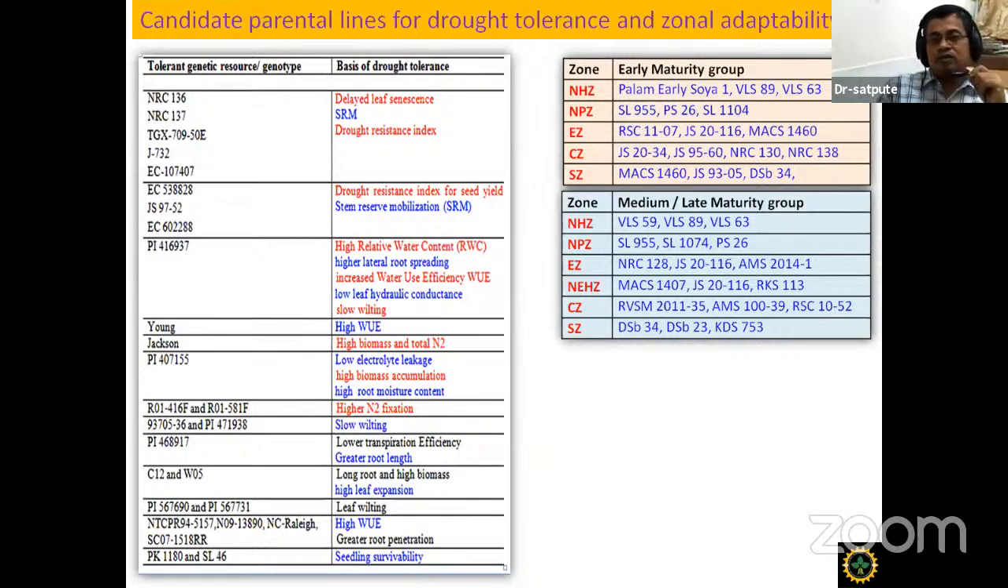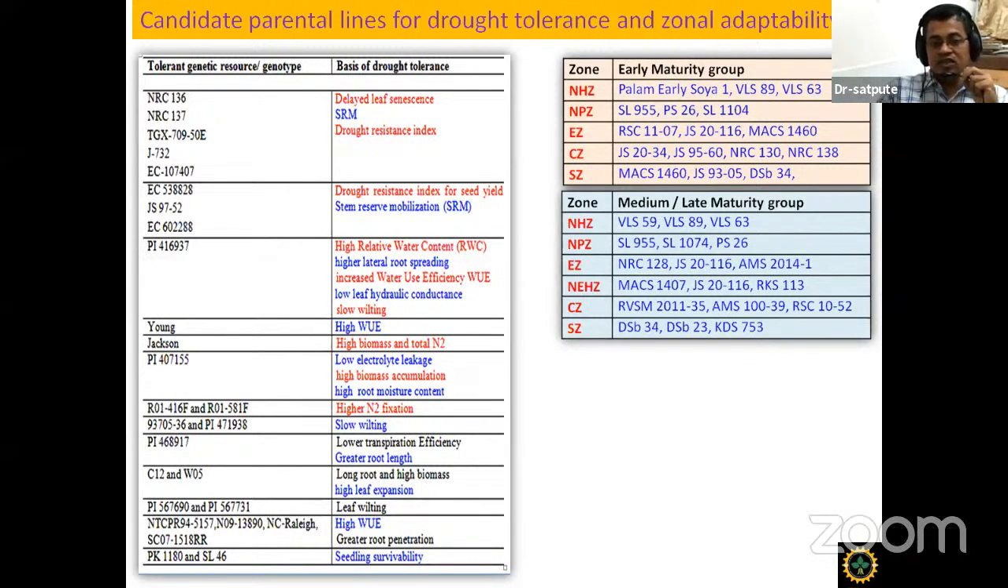So just to start with, a very important thing is candidate parental lines for drought tolerance as well as for zonal adaptability. In the case of soybean, the germplasm we have screened here over a period of time have been identified for different traits, like NRC 136, NRC 137, some exotic collections and TGX lines. The list is provided here, and it is already very long.